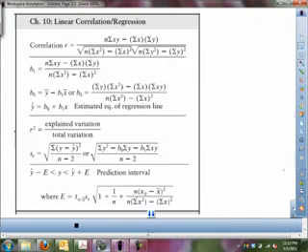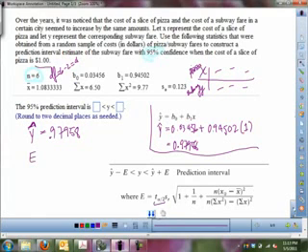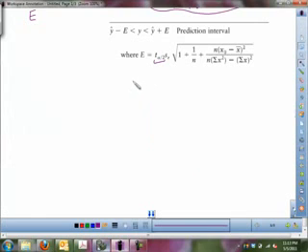So let's start off with that. So margin of error is equal to 2.776.